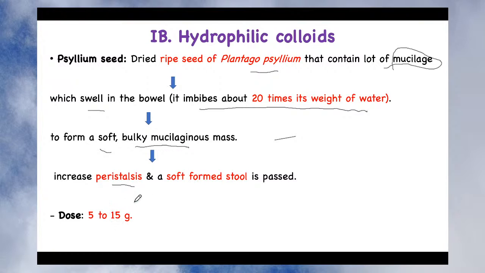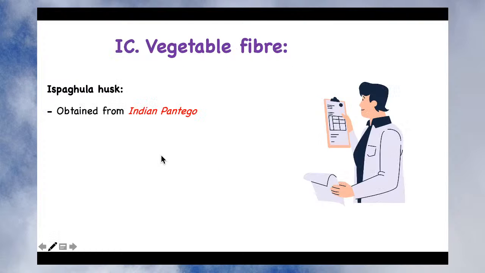The dose we are using is 5 to 15 gram. So when we are using a hydrophilic colloid, the dose must be 5 to 15 gram. Again, it should be taken with a substantial volume of water, because here water is very important. If water is not present in the intestine, then instead of purgative action, the same drug may further complicate the constipation, and it may lead to more discomfort to the patient. So in case of hydrophilic colloids, you must remember that you have to take this drug with a substantial volume of water.